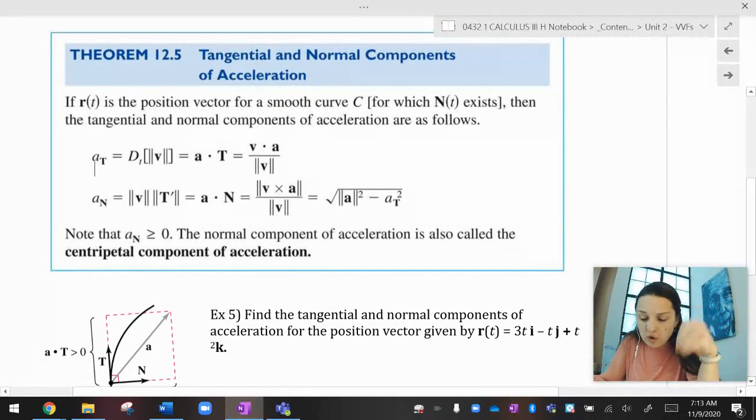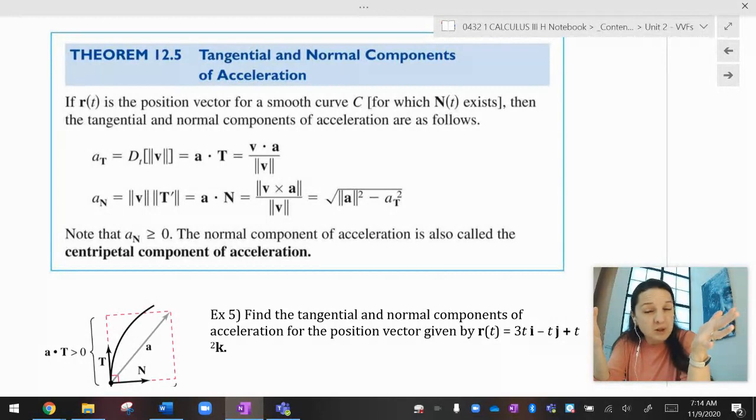And then if you want the normal component of acceleration, that's the magnitude of your velocity vector valued function times the magnitude of the derivative of your unit tangent vector, which can also be gotten by a dot N, or the magnitude of v cross a over the magnitude of v, or the square root of the magnitude of a squared minus a sub t squared. Okay, has a lot of options, and those options don't even really look that much alike. So let's try to figure out, all right, what are we going to do with this?